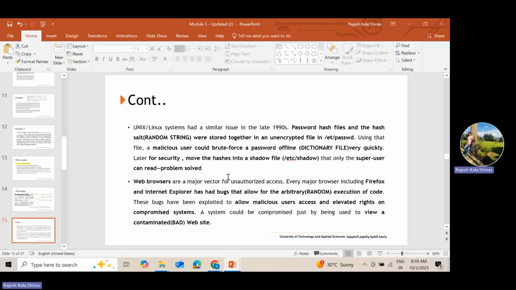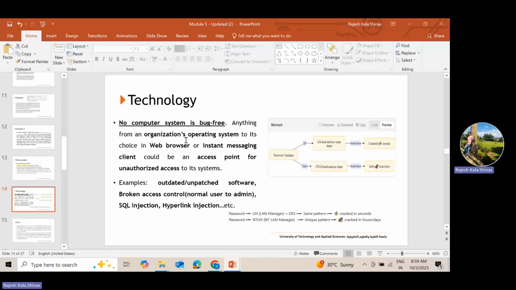So here what we should write is people. I told you some examples: whatever security, metal detectors, whatever things you have, if the person who is there for physically verifying the IDs is not doing it properly, all the security systems will fail.